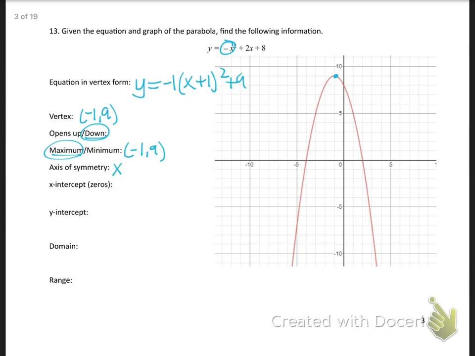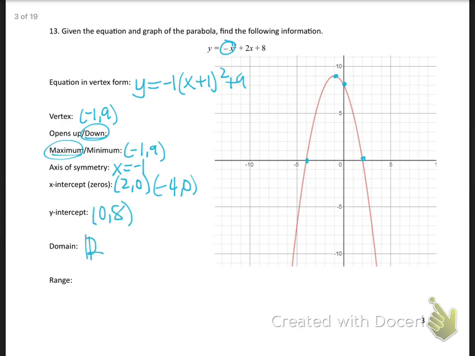Axis of symmetry is that exact same x value. It's crossing my x-axis, so my zeros are (2, 0) and (-4, 0). Okay, it crosses my y-axis right here, so 5, 6, 7, 8, so (0, 8).